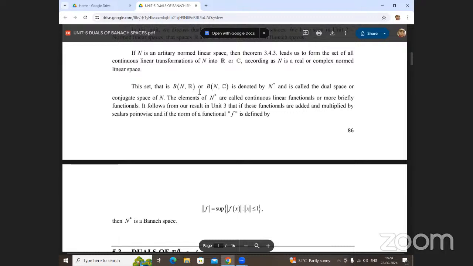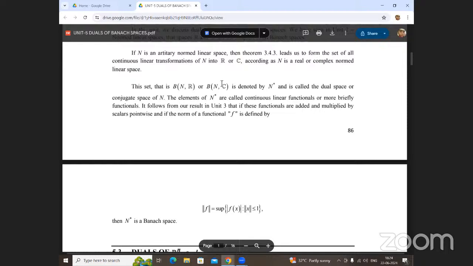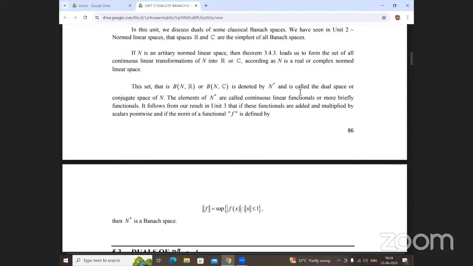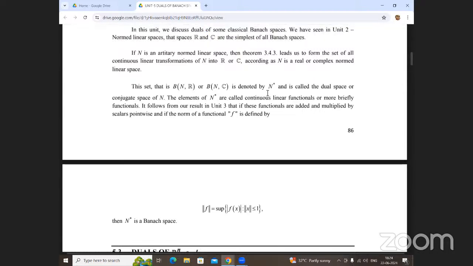So B of N and R, B of N and C, because these are the field elements, and those field elements are either real numbers or complex numbers under the normed linear space of the Banach representation. So that is denoted by N star and is called a dual space or conjugate space. What is the meaning of N star? N is the normed linear space. N star is read as the dual space or conjugate space. Those elements are called continuous linear functionals. More briefly, they are also called functionals.